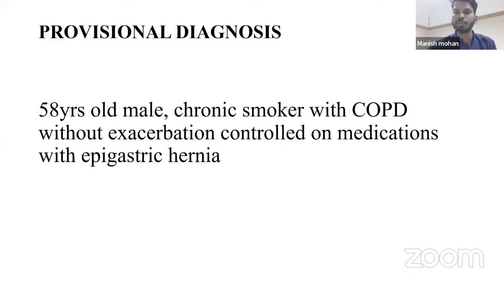Coming to the provisional diagnosis of my case, he is a 58-year-old male who is a chronic smoker for the past 40 years. He is a known case of COPD without exacerbation and is well controlled at present on medication. He is compliant with the medication, with epigastric hernia, admitted for laparoscopic intraperitoneal onlay mesh repair surgery.